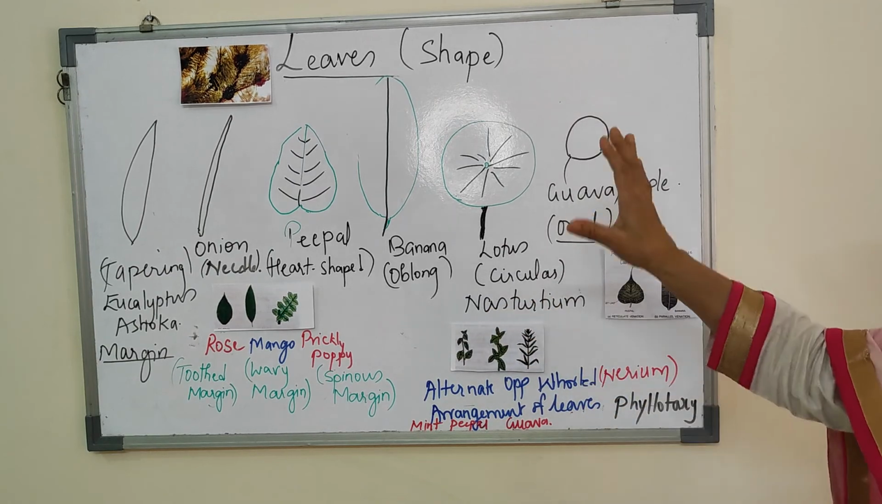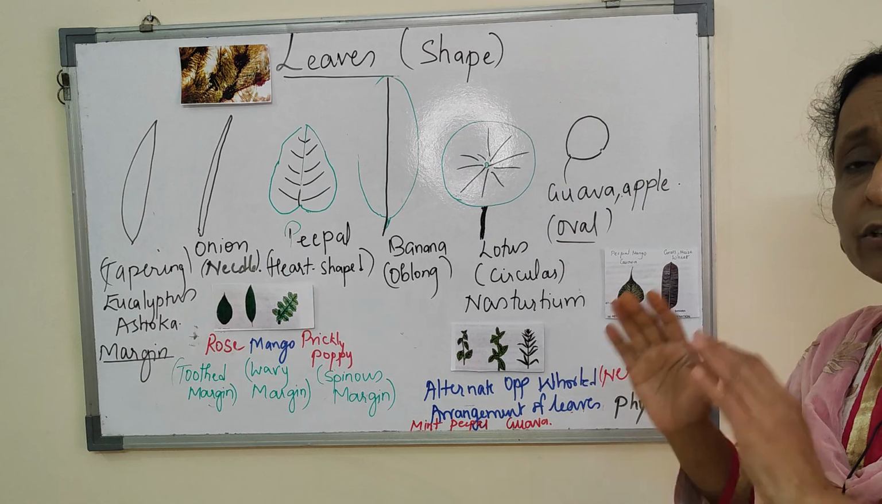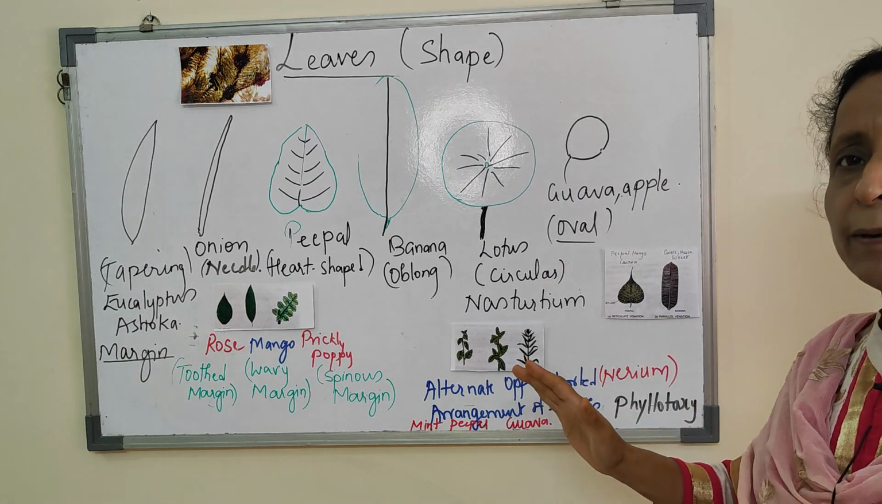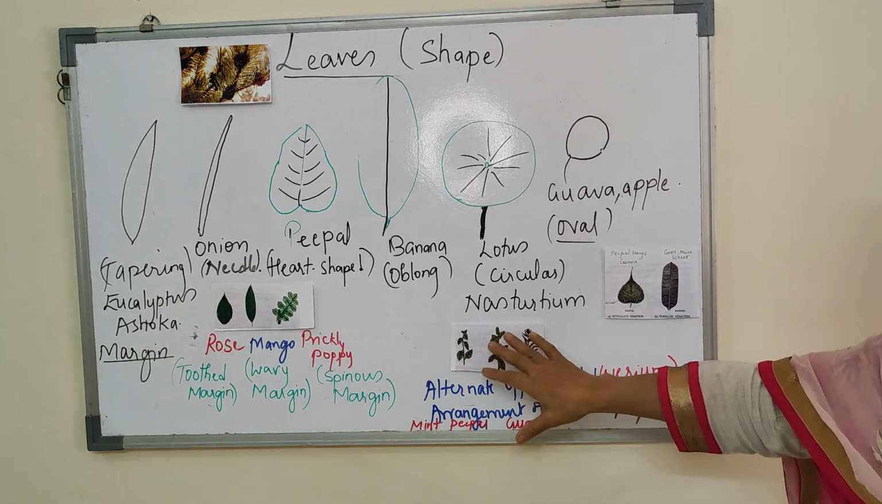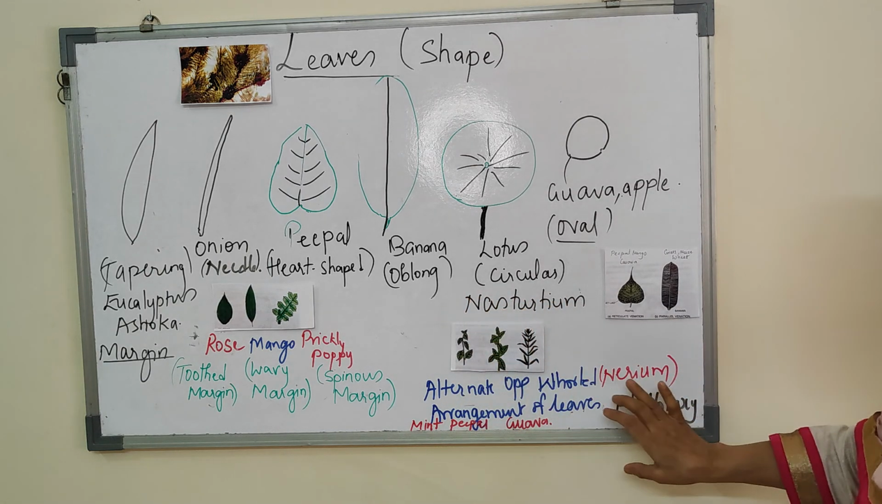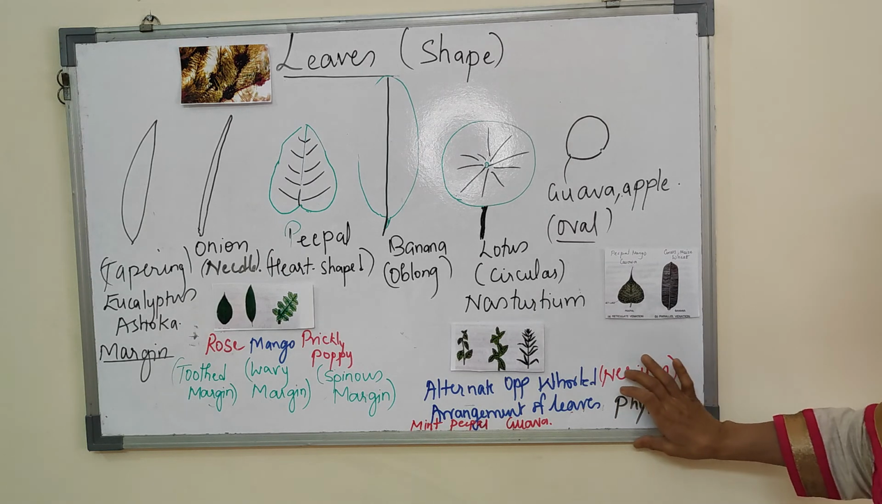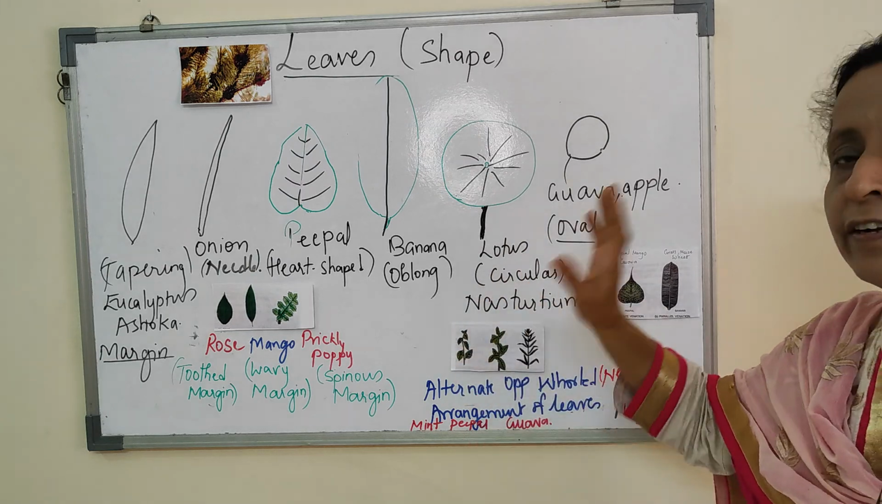Now, the arrangement of leaf. The arrangement of leaves is also different for different plants. How they will be arranged on the stem is different. So we have to study it. The study of the arrangement of the leaves on the plant is known as phyllotaxy. So we have to study different arrangements.